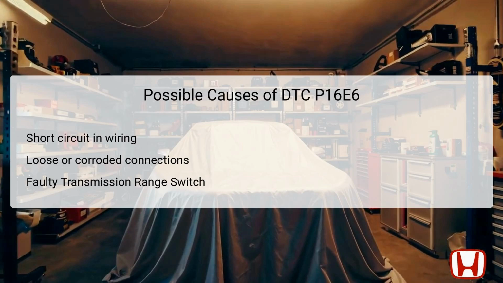There are several potential causes for the DTC P16E6 condition. One major cause is a short circuit on the wire connecting to the transmission range switch, which can lead to incorrect readings or prevent the switch from signaling appropriately. Loose terminals or corroded connections can also impede the electrical current, leading to intermittent or complete failure of the switch circuit. The transmission range switch itself may also be faulty, causing it to malfunction or not function at all.